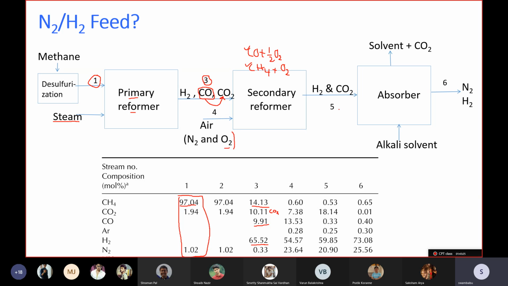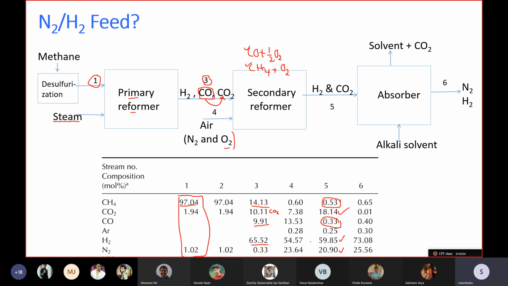So this is stream 5. You can see here the methane quantity is very, very low. Of course, we can never get complete conversion, so some amount of methane will always be present. And you can see carbon monoxide is decreased to a very small quantity, CO2 is higher, hydrogen is 59.85 and nitrogen is 20.